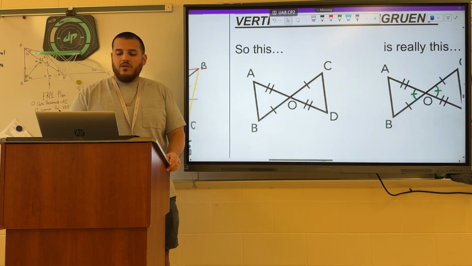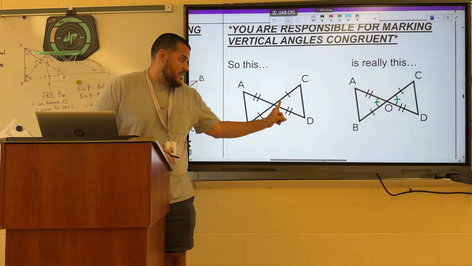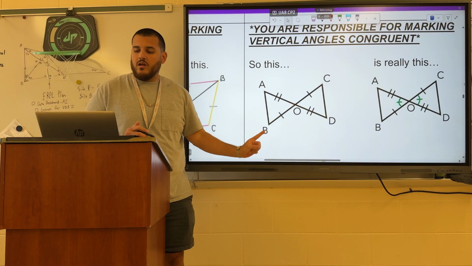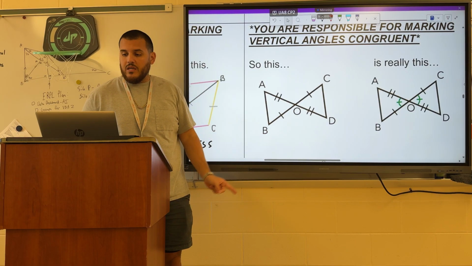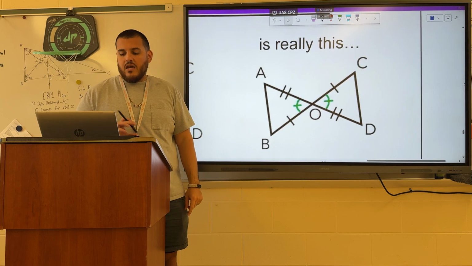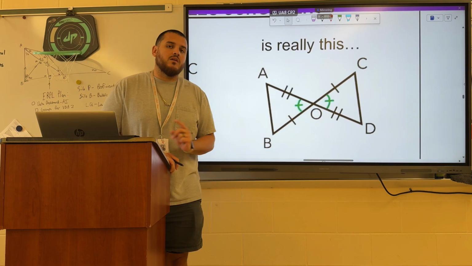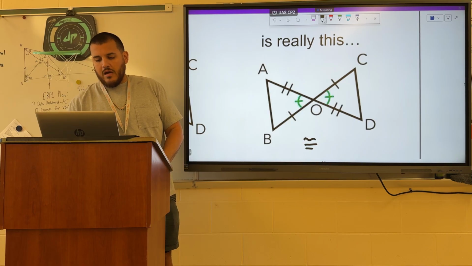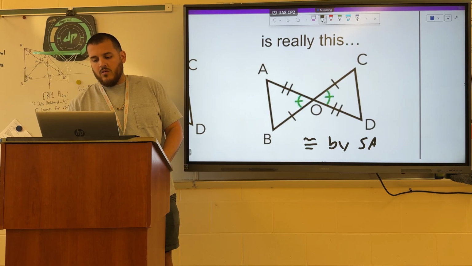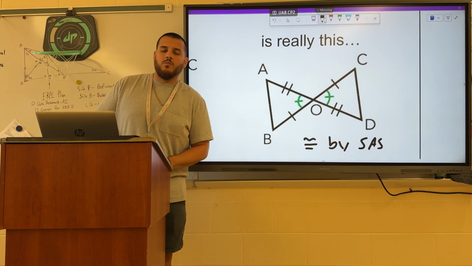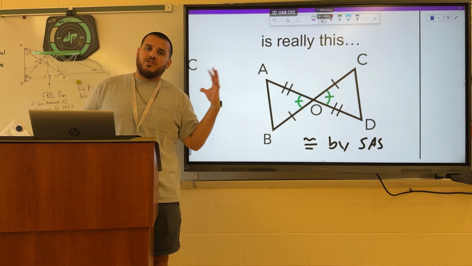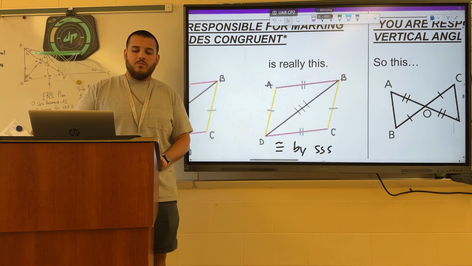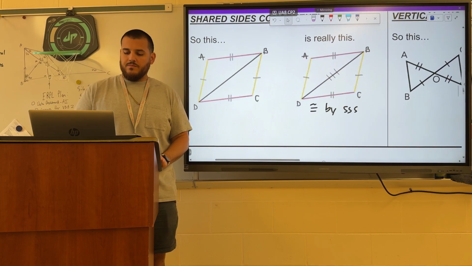For vertical angles, right? We see these angles are vertical to each other. We are responsible for knowing that they're congruent. So when we see an example like this, this is actually happening. Our vertical angles are congruent, and therefore these triangles would be congruent by the side angle side theorem. And we'll see a few more examples now of how we can apply the shared side and vertical angle idea for our more complex examples of congruent triangles.